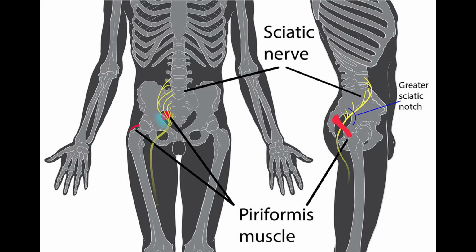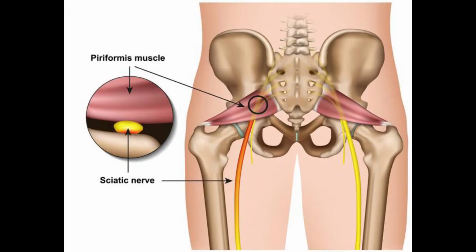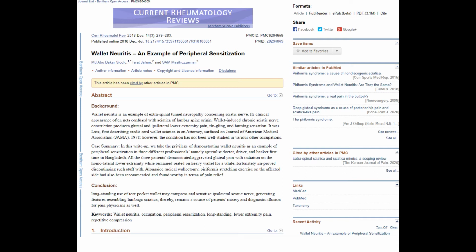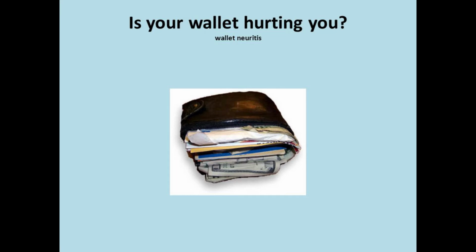Any inflammation or condition that causes the piriformis muscle to inflame would cause impingement to the sciatic nerve and would again induce symptoms similar to sciatica. Another is wallet neuritis, in which males, so there's an article in PubMed published concerning the frequency of males going to the doctor complaining of ipsilateral pain.